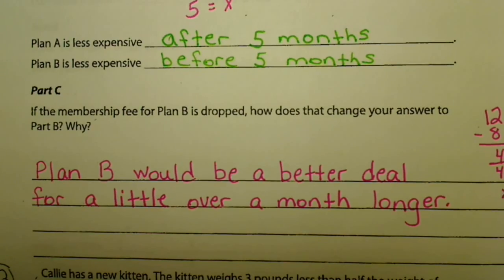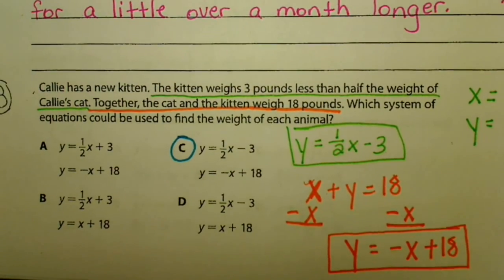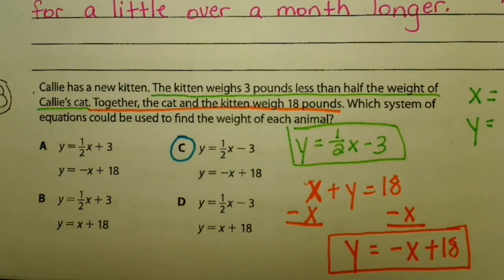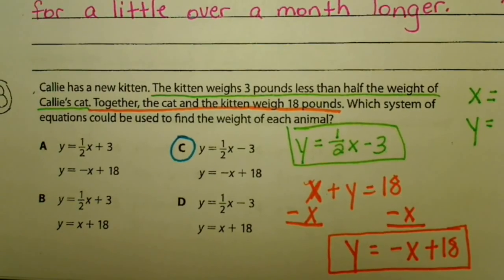Okay. And the last one, number 13. Okay, Callie has a new kitten. The kitten weighs 3 pounds less than half the weight of Callie's cat. Together, the cat and the kitten weigh 18 pounds. Which system of equations could be used to find the weight of each animal?